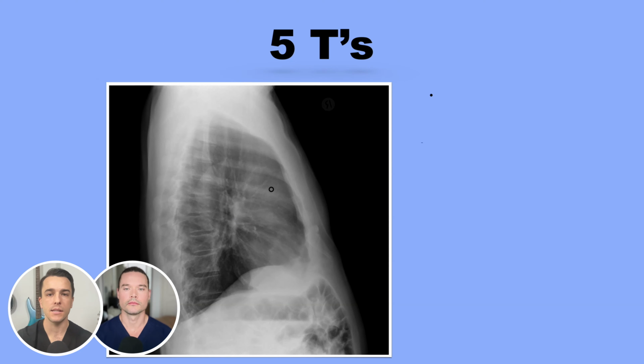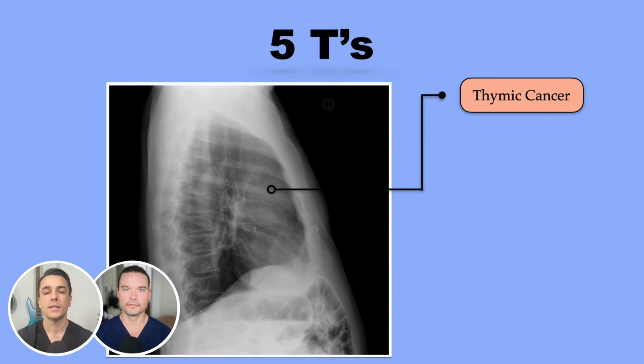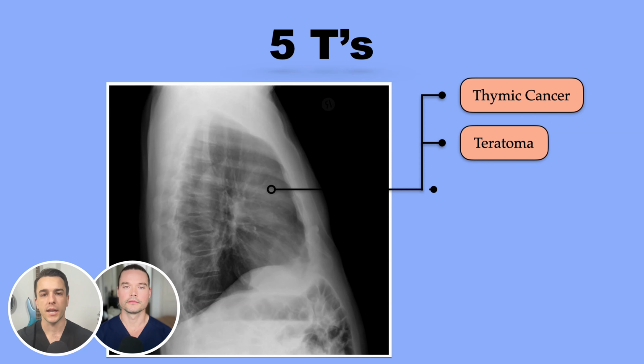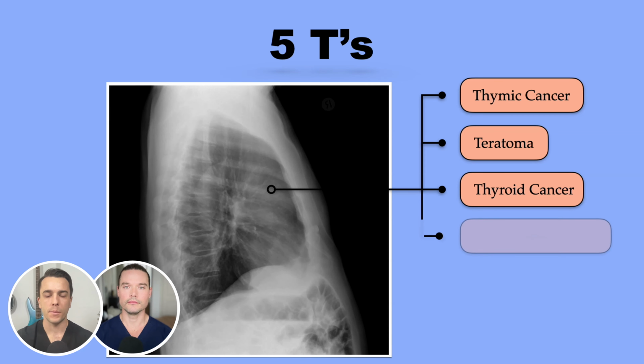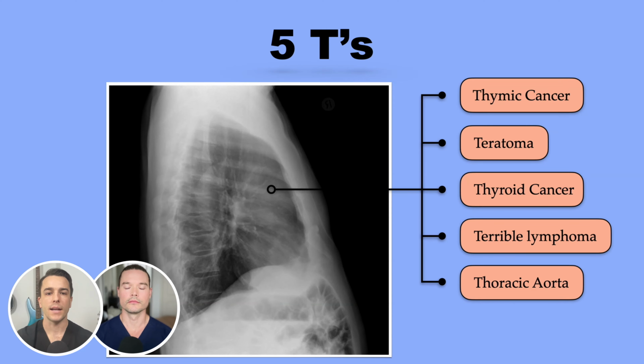The 5 T's stand for thymic cancer, teratoma, thyroid cancer, terrible lymphoma, which there's a bunch of different ones, and then the ascending thoracic aorta. Those are all the structures there that can be abnormal. And a lot of these we will be following up with a CT scan so we can try and hone in on our diagnosis a little bit further.